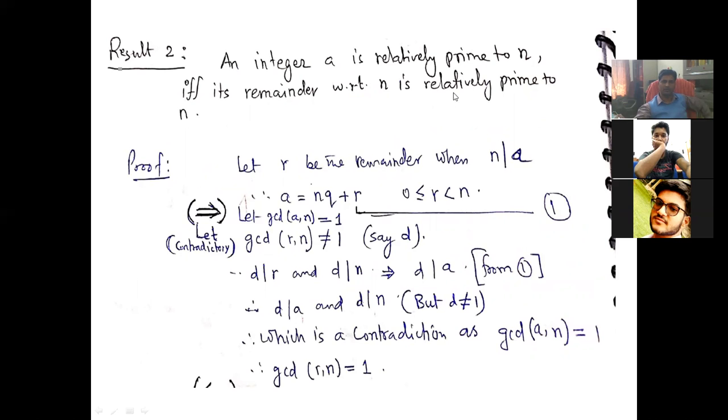Now this part. Let GCD of a and n equal to 1. We need to prove that GCD of r and n equal to 1, that is, a is relatively prime to n if and only if its remainder is relatively prime to n. Let r be the remainder. So r is also relatively prime to n. But by contradiction, say GCD of r comma n not equal to 1, say d.